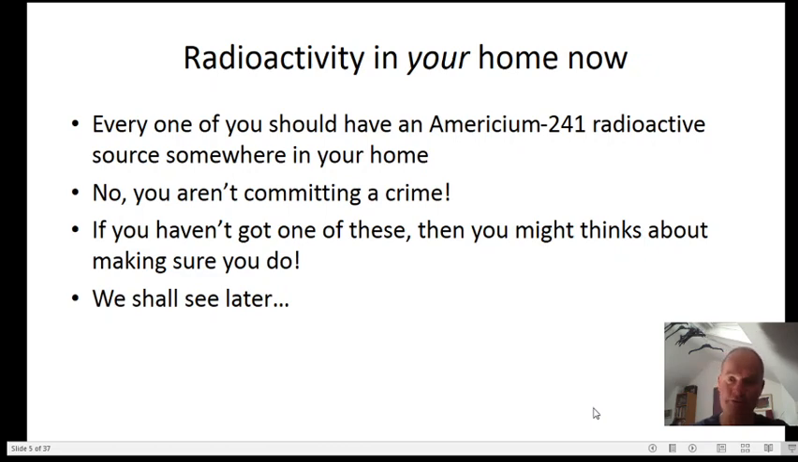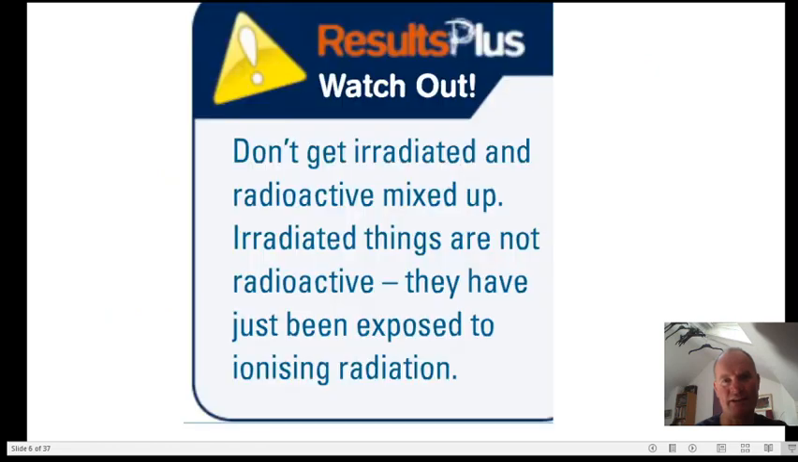However, somewhere in your house you should have some americium-241, and you might immediately think, I know where it is. But if you don't, then you're not committing a crime, but you need to have some in your house, I would say. So if you haven't got one, something which contains americium, an alpha emitter, then I'd suggest you perhaps find out why you haven't got one, because it will be useful to have.